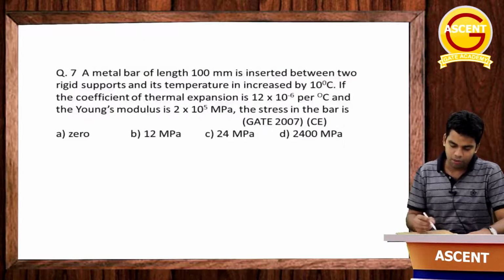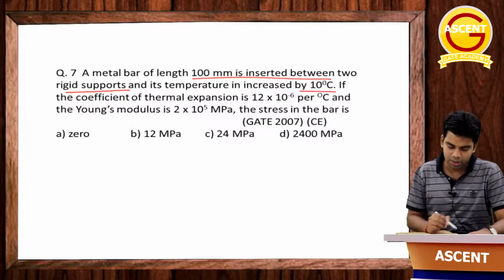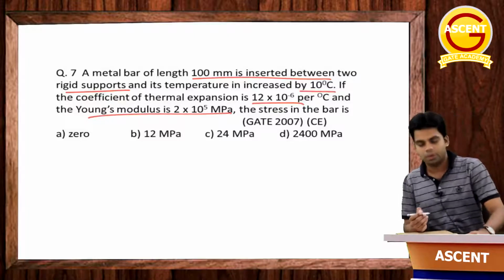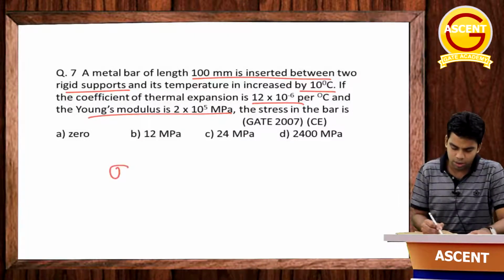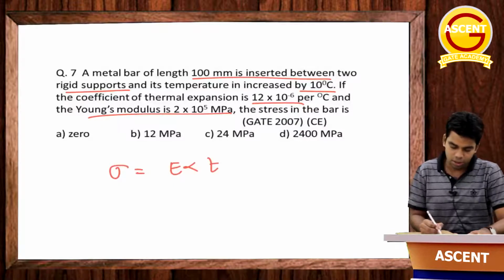A metal bar of length 100 mm is inserted between two rigid supports and its temperature is increased by 10 degrees centigrade. If alpha is given as 12 into 10 raised to power minus 6 per degree centigrade and Young's modulus is also given, we have to determine the stress in the bar. Stress, as I have told you, is equal to E alpha T if it is rigidly fixed between two supports. So just put the values.